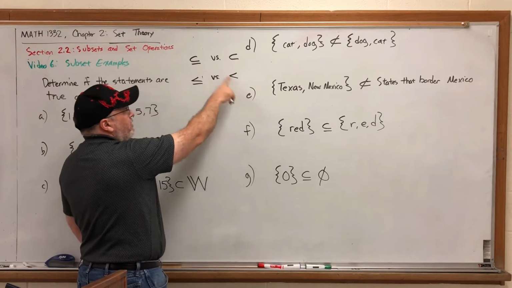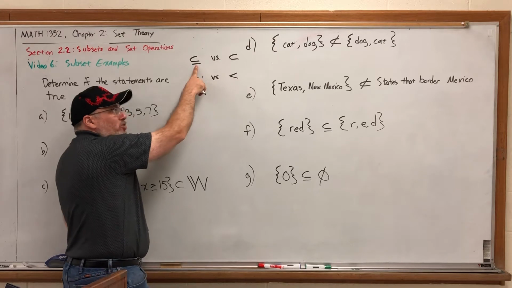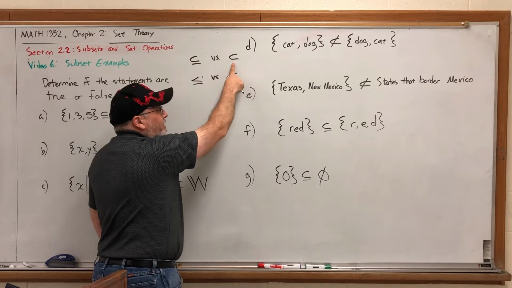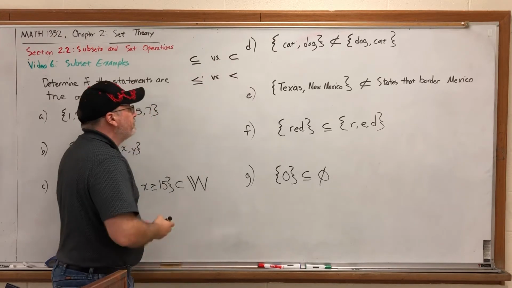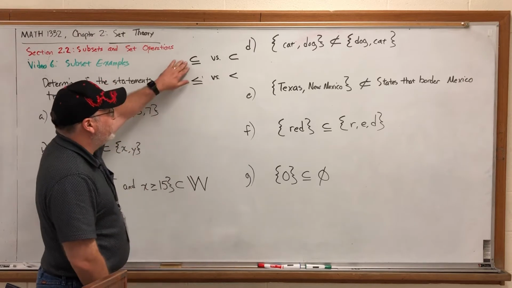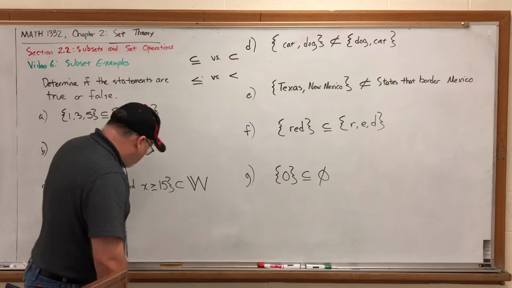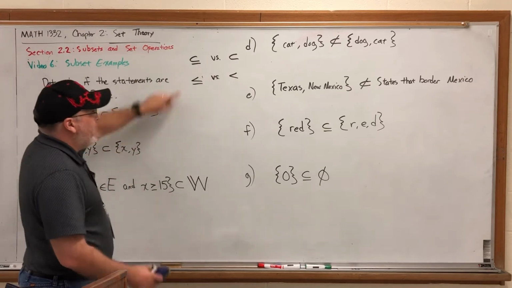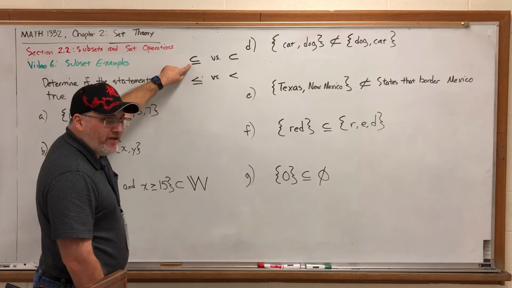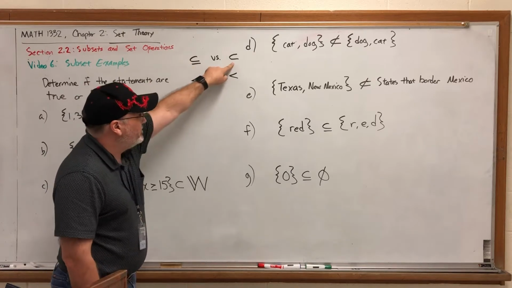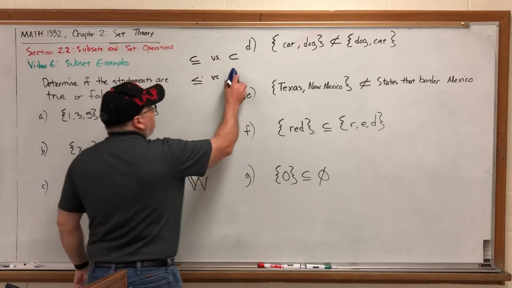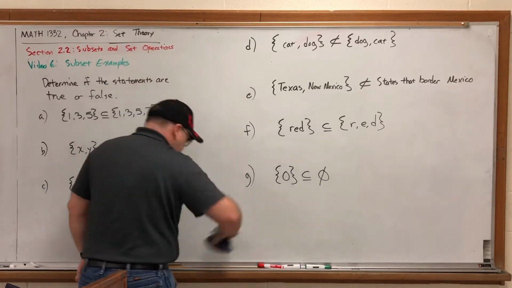Same thing up here. The line underneath means it's okay if they're equal. No line, it's not okay if they're equal. So you could almost read this as subset or equal to versus proper subset. But just remember, if it's got half of an equal sign, then it's okay if the sets are equal. If it doesn't, then they can't be. That's the gimmick I use.